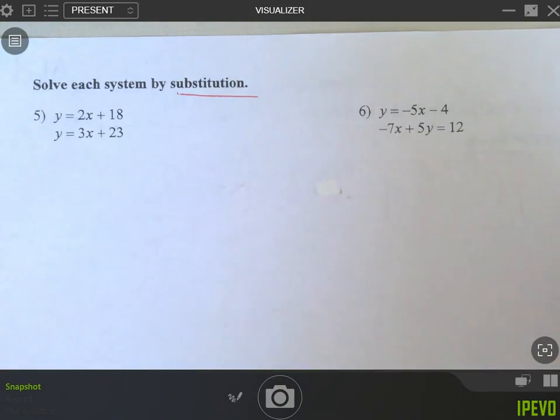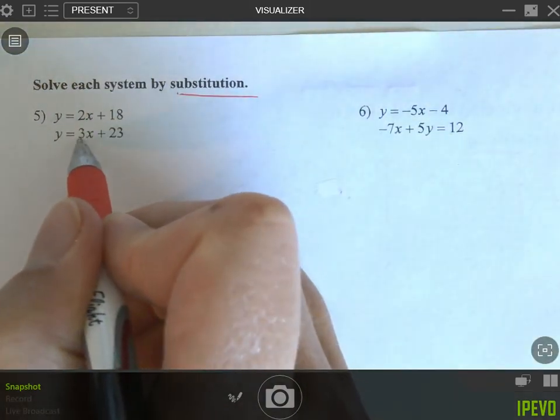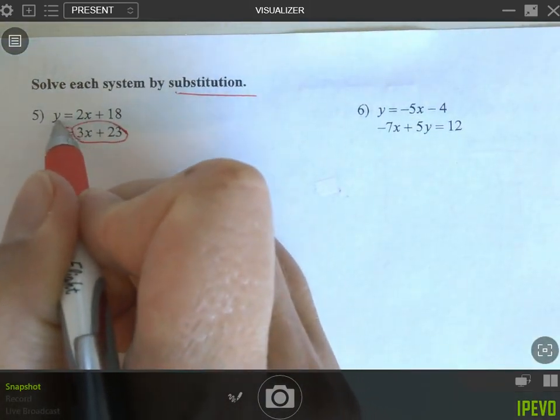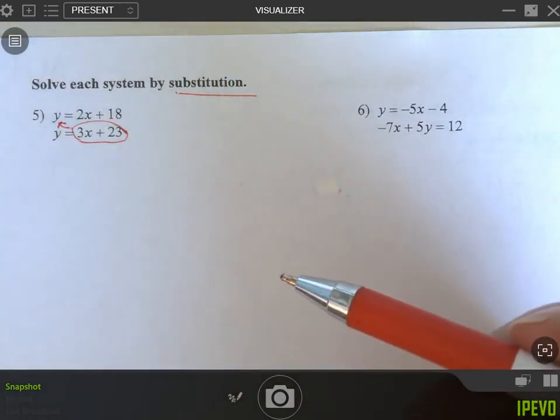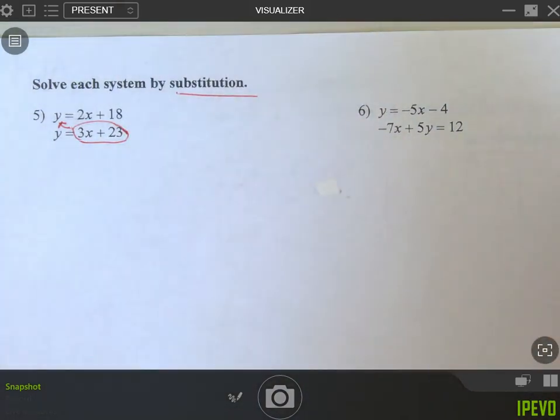When it's substitution, you solve for a variable. So I'm going to take what y equals, and I'm going to substitute it in there for y. That's all I'm doing. Or I'm setting them equal to each other, and I'm going to solve. So I'm going to leave you to that.